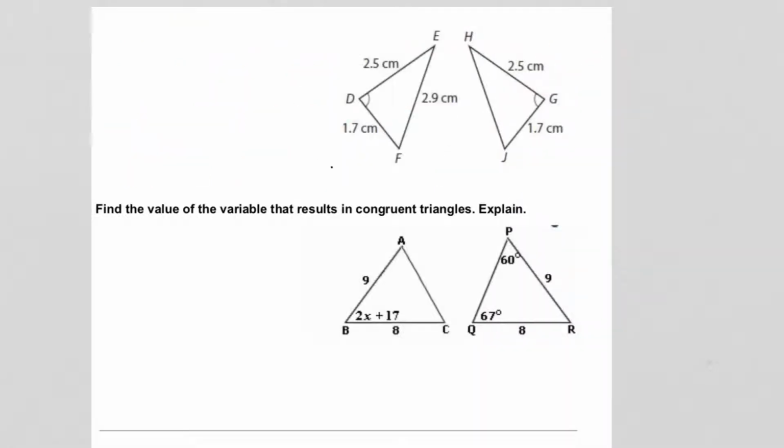So here we have triangle DEF, and we have triangle GHJ, and we're trying to figure out if they're congruent. Well, let's try to see if we can find two sides that are the same with an included angle that's the same and another side that's the same. So if I label these 1, 2, 3, and I label this other one 1, 2, 3.